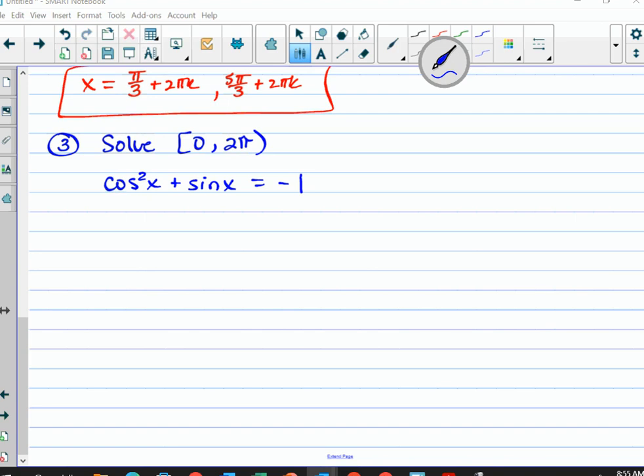Wait, so 1 minus. That's just weird. The sign is right. Plus 2. You can't have that negative there. I like it. It's kind of cool. Alright, so just take it out.